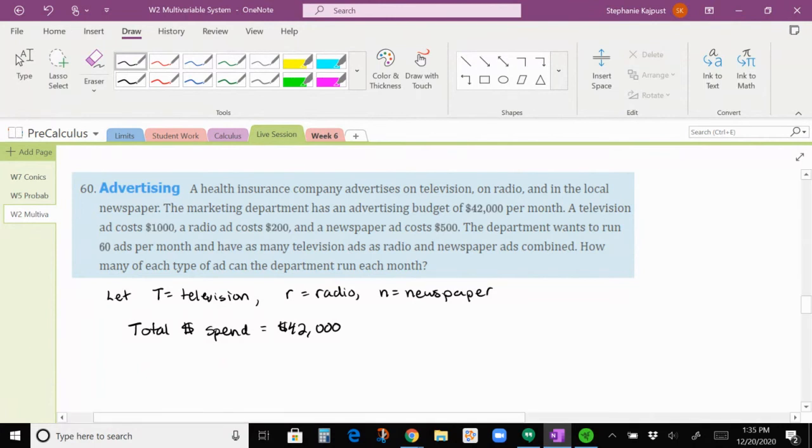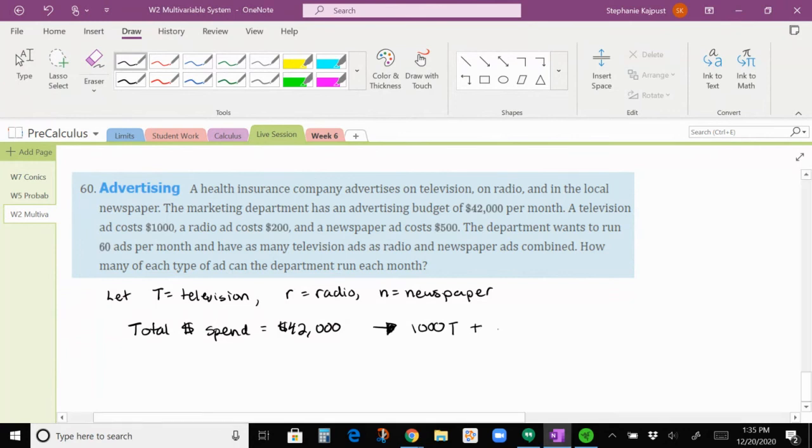Next sentence, we have a television ad costs $1,000, a radio ad costs $200, and a newspaper ad costs $500. That information is needed so we can take that equation about the total spending and write it as the total. So when you combine that information, this gives us an equation here. Our television is $1,000 per television ad, so you multiply that by the number of television ads. And we are finding the total, which is addition.